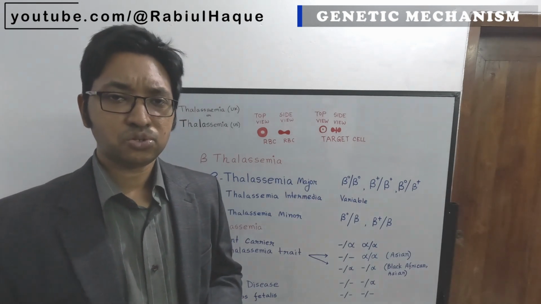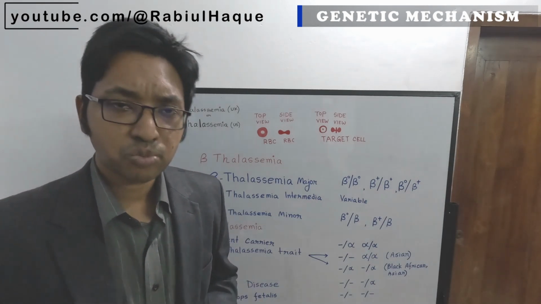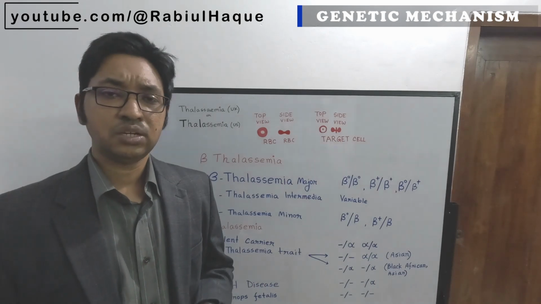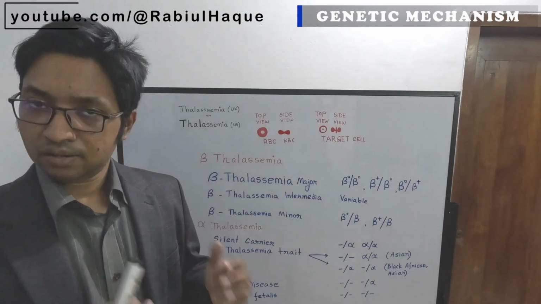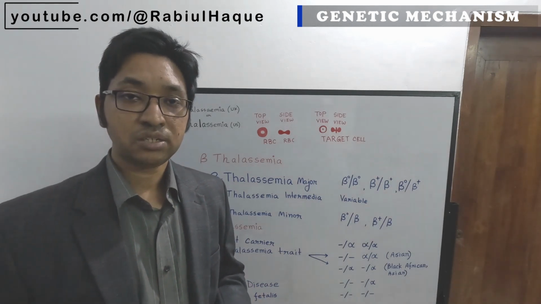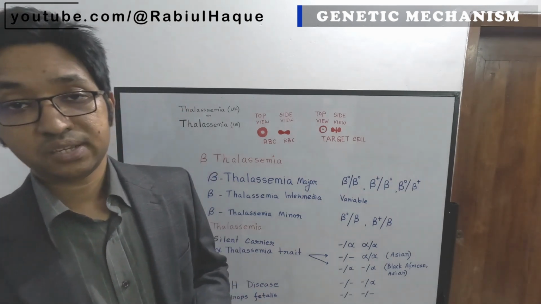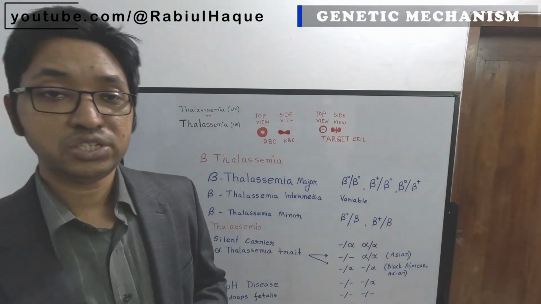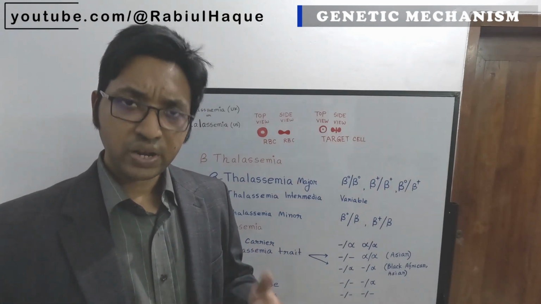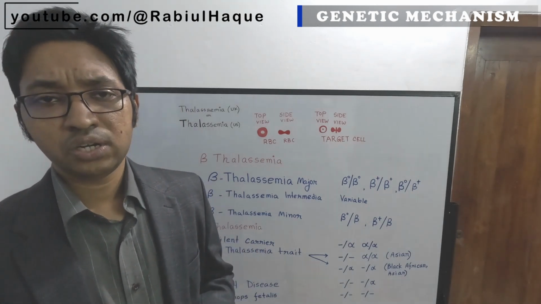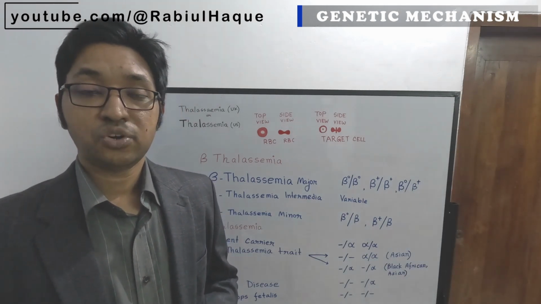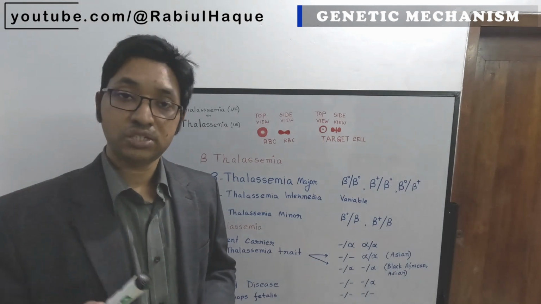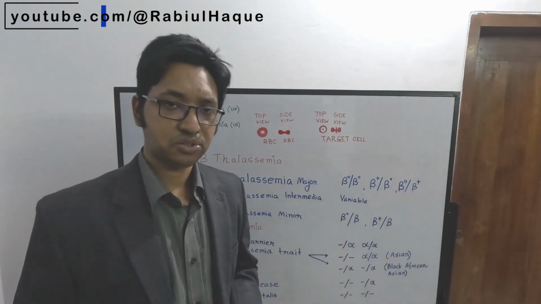And one nice thing to know: if we compare the mechanism of alpha thalassemia with the genetic mechanism of beta thalassemia, we will see that here the mechanism is gene deletion, but in case of beta thalassemia the main mechanism was gene mutation. Yes, rarely gene deletion can also occur in beta thalassemia, but mainly the underlying mechanism for beta thalassemia was gene mutation. So that's a nice thing to know.